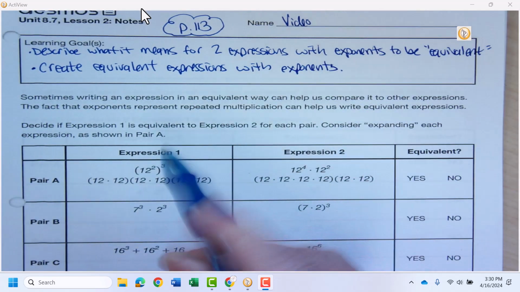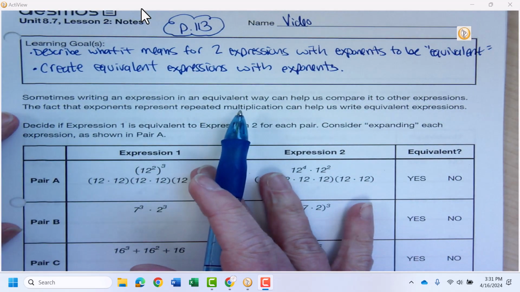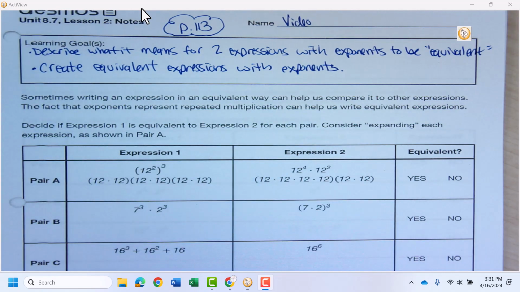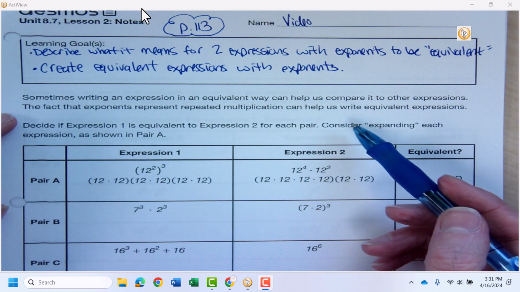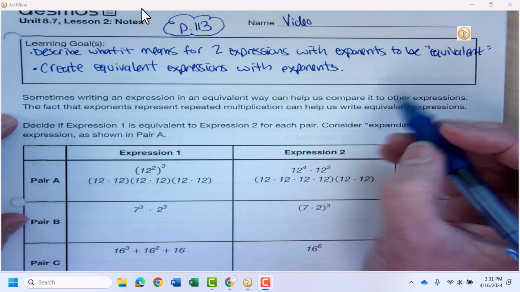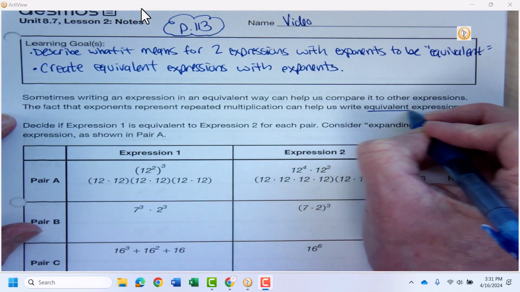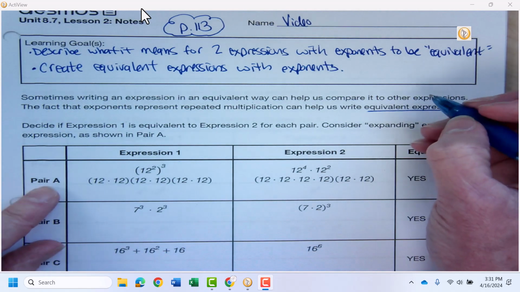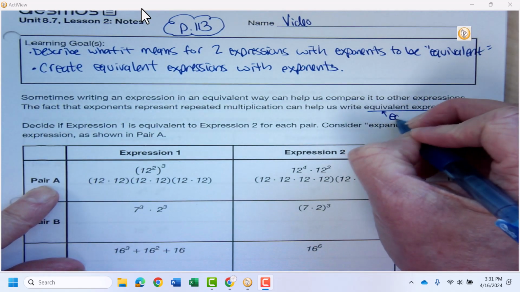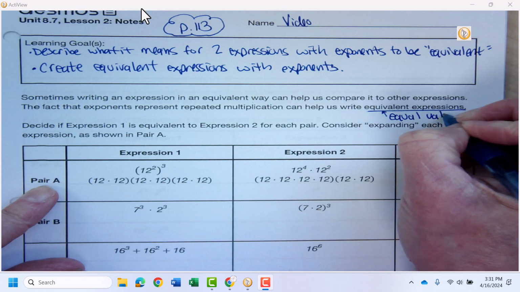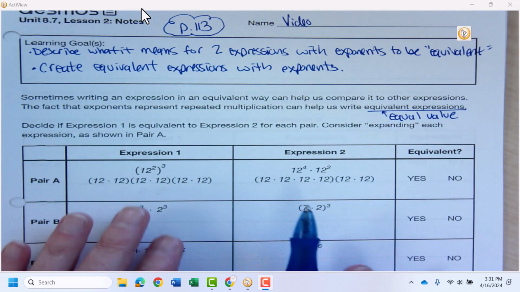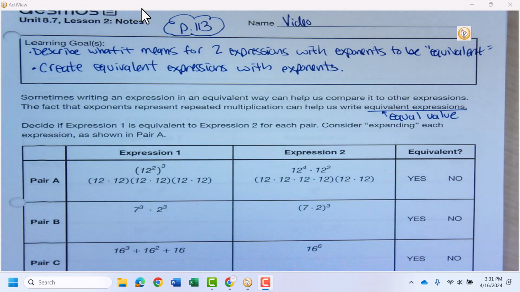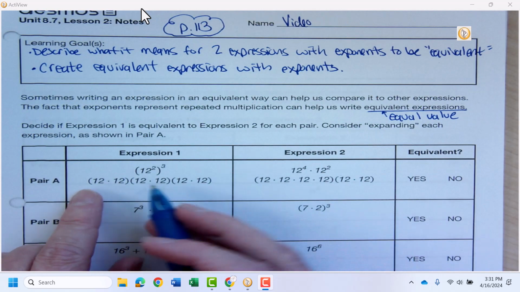Okay, so sometimes writing an expression in an equivalent way can help us compare it to other expressions. The fact that exponents represent repeated multiplication can help us to write equivalent expressions. Now, equivalent expressions just mean that the evaluated value of the expression is equal. Now, we're going to lean pretty hard on expanding things out to see if things are equivalent. I think it's going to make a lot more sense to do that. So when in doubt, expand it out.